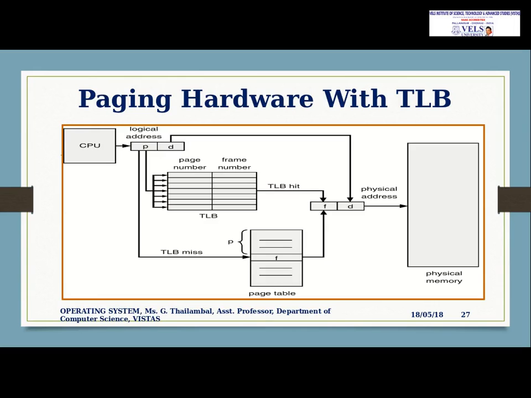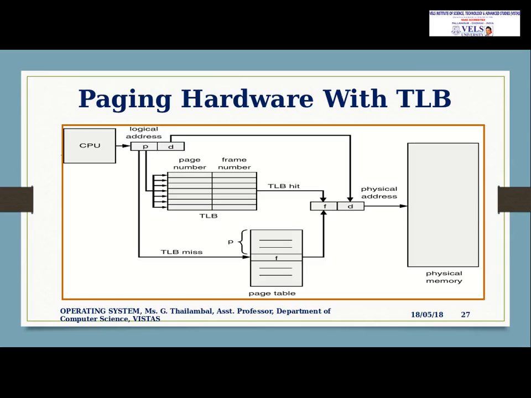Suppose that particular page number is not available in the TLB, it is called a TLB miss. Then only it will go to the page table for choosing that particular frame number. And it will choose the particular frame number. That is the address of the physical memory. Frame number is nothing but the address of the physical memory. As it finds the address of the physical memory in the page table, then it will add the displacement and the corresponding physical memory is accessed for the particular line of a program. Okay. So this is how paging hardware with TLB is done.